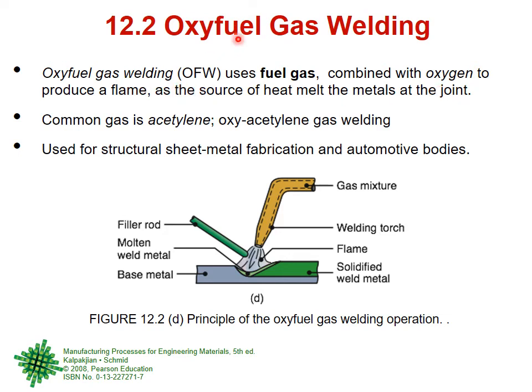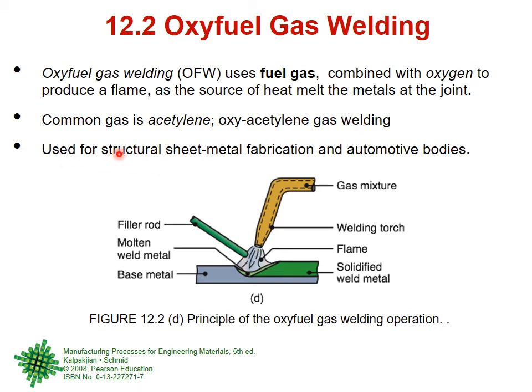The common fuel gas is acetylene, the most common. You have done your basic chemistry, you know methane, ethane, ethene and so on. So acetylene, right? You can go back and remind yourself, is it CH4, is it C2H4? Acetylene. So the most common fuel gas in gas welding is acetylene. The general name is oxy fuel gas welding, but the common one is oxyacetylene gas welding, rather than oxy fuel. The fuel is acetylene. So this is the most famous gas welding technique, oxyacetylene gas welding.